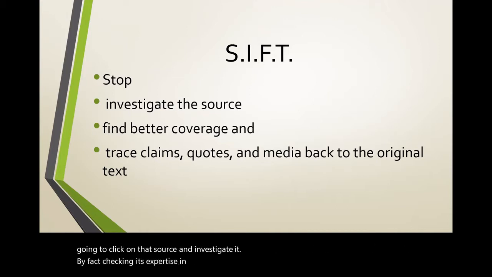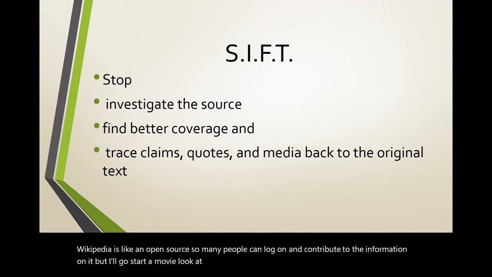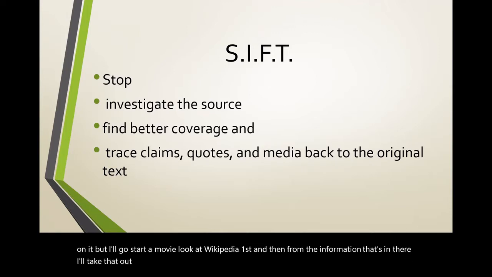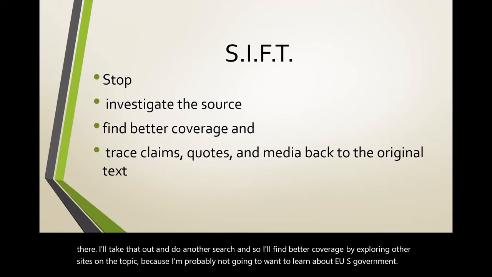So let's say, usually this is a non-legal example, but for movies, I like to start at Wikipedia. I know that Wikipedia is open source, so many people can log on and contribute to the information on it, but I'll start at a movie, look at Wikipedia first, and then from the information in there, I'll take that out and do another search. And so I'll find better coverage by exploring other sites on the topic because I'm probably not going to want to learn about the US government just based off of Wikipedia.